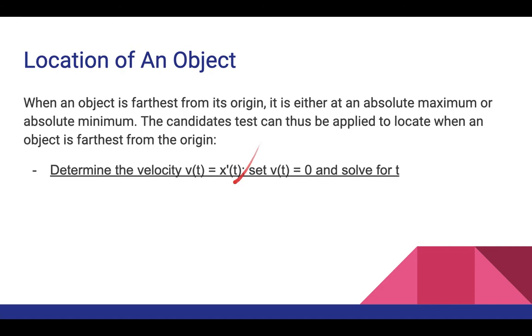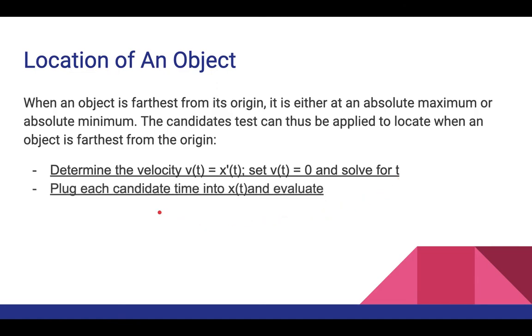We determine the velocity v of t equals x prime of t. We set v of t equals 0 and solve for t. And we plug each candidate time into x of t and evaluate. And then lastly, we compare the values of x of t for each specific candidate. So really, everything we're doing in this specific lesson is all that we've been doing in Unit 3, just now from the perspective of physics.